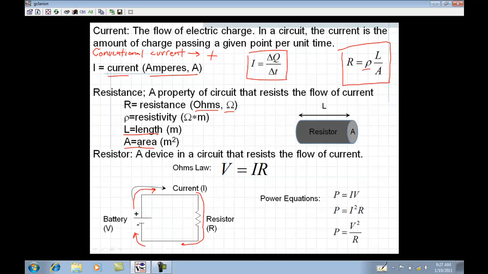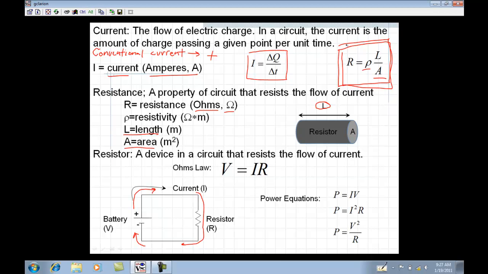So if we increase the length of the resistor, what happens to the resistance? It increases. If we increase the area, this surface area right there, of the resistor, what happens to the resistance? It decreases. So those are the main things you need to know when it comes to this particular equation and how it relates to resistors.